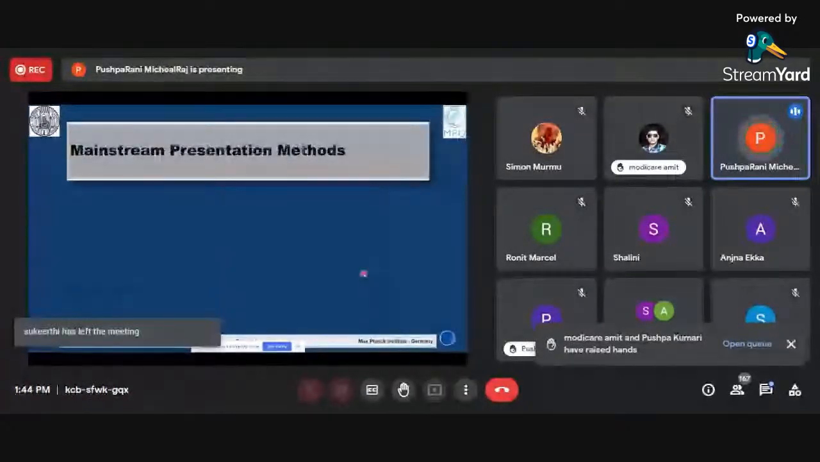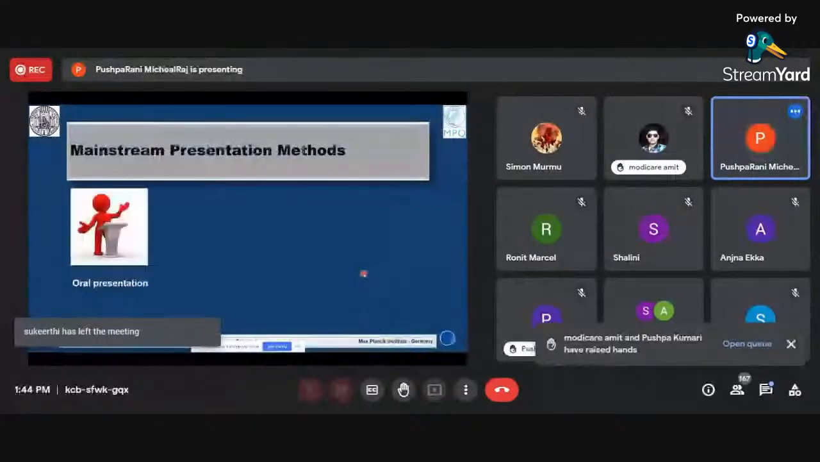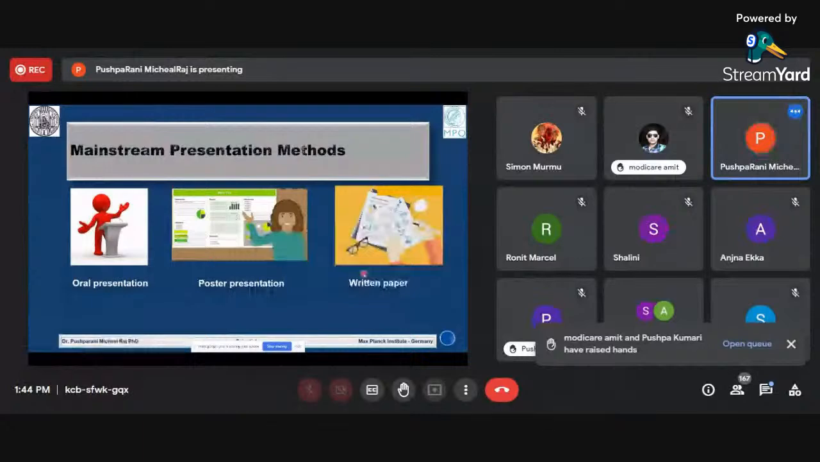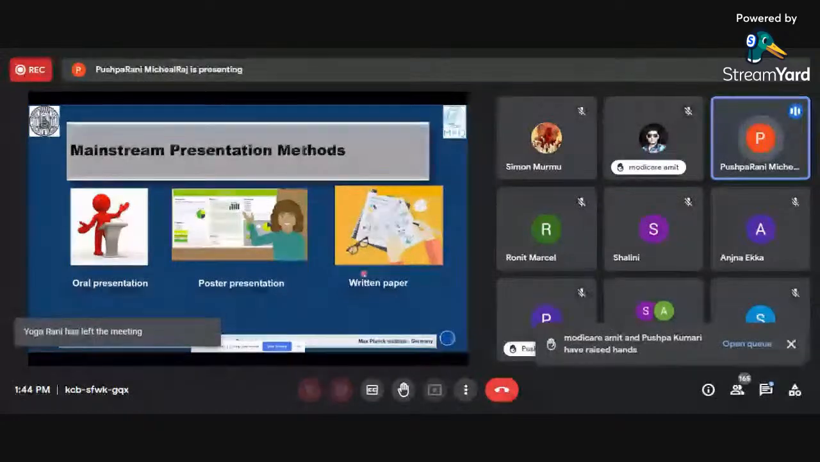Okay, so what are the mainstream presentation methods here? Oral, poster, and written, the paper publications. Papers fall into a wide variety of classifications, because each journal has its own type of allowed publications, like letters, short reviews, mini reviews, communications, short articles, long articles. So there is a wide variety of paper publications.